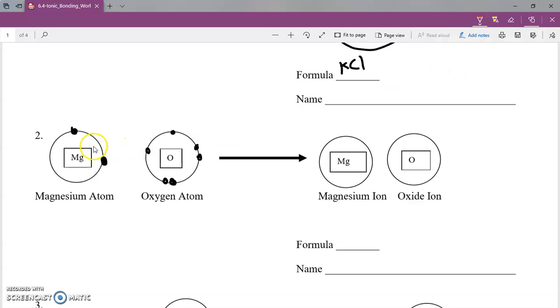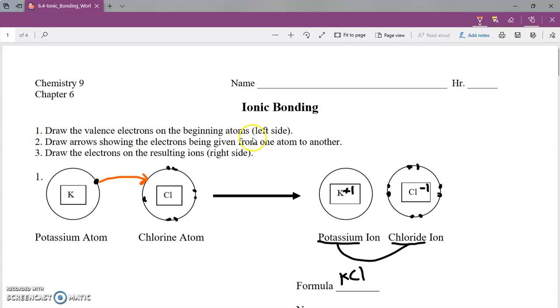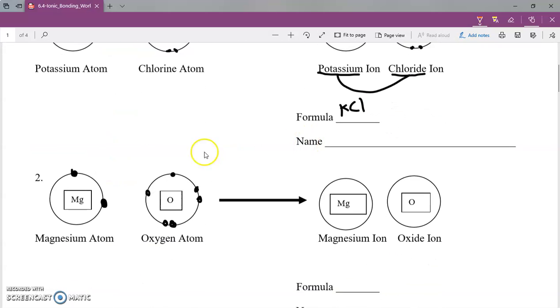Now we have to describe what's going to happen, right? Draw the arrows for the electrons being transferred. As we can see, oxygen has 6, but it needs 2 more to get to 8 for the octet rule. And magnesium wants to give them those electrons, so it's going to go 1 right there, and 1 right there.